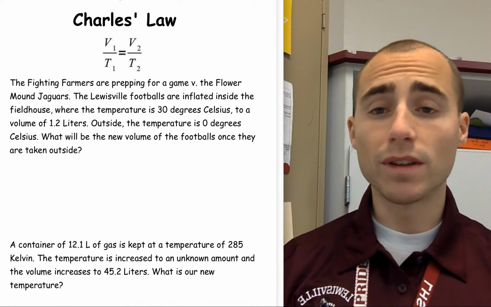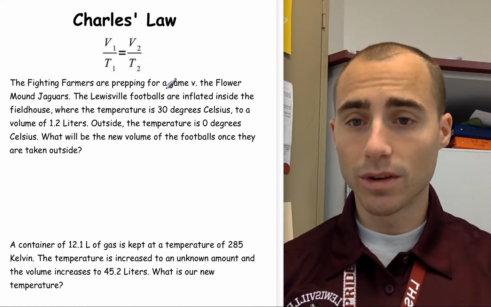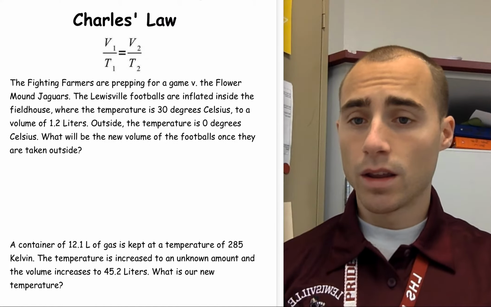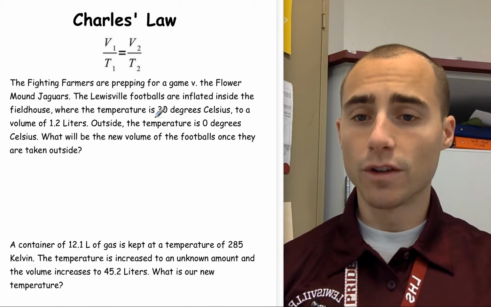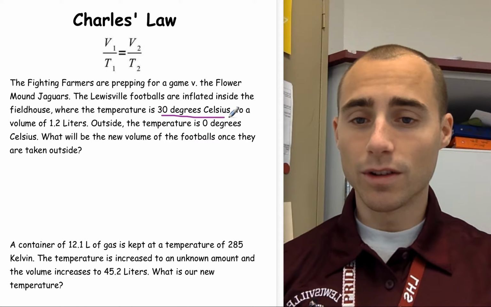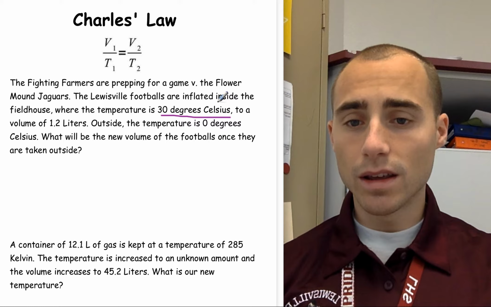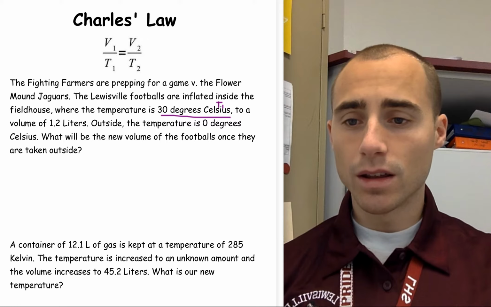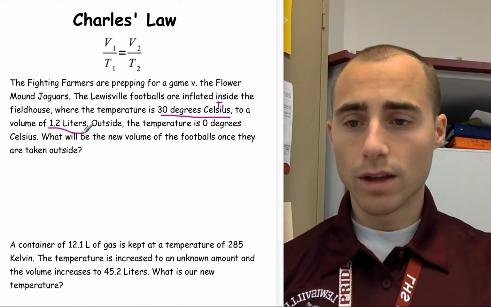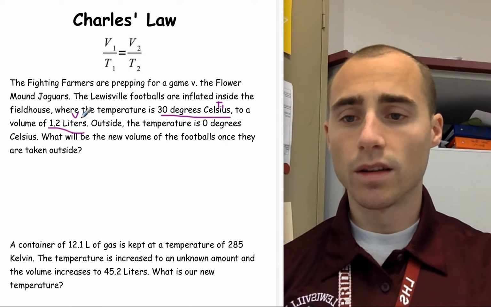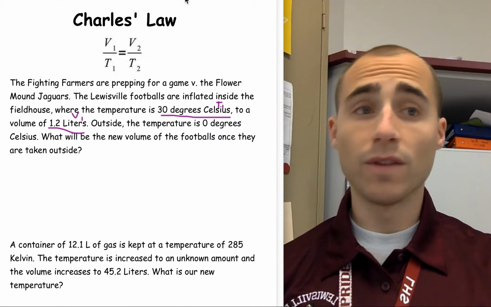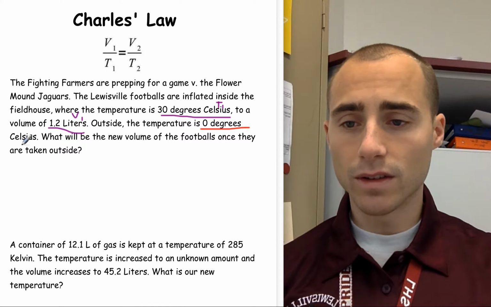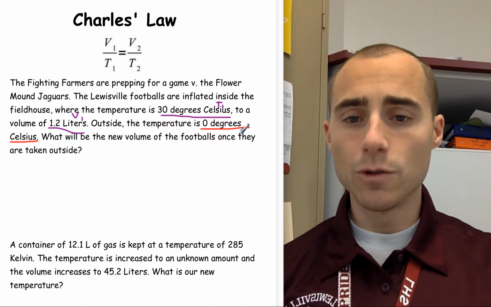So just like our previous laws, the first thing we want to do is identify the numbers we are dealing with: what is V1, and what is T1, and what is V2, and T2. So the first thing we see is 30 degrees Celsius. So that is going to be T1, because that's the first temperature we see. Then we see 1.2 liters. So that is going to be V1. So we already have our first part of the equation. We have V1 and we have T1. Now let's identify what else we see. We see another temperature, 0 degrees Celsius. So that is going to be T2.